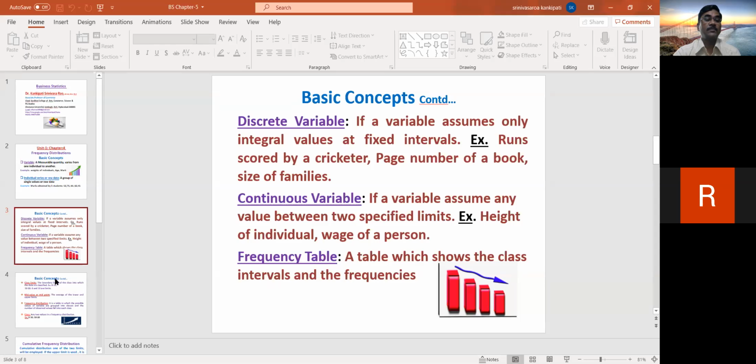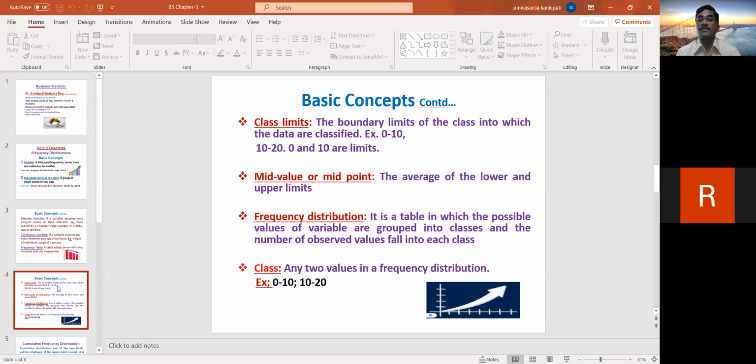Next, let us move on to another slide. Basic concepts still continued. There are certain other points also there, in addition to the previous points. Class limits. What do you mean by class limit? The boundary limits of the class into which the data are classified. Class limits means what I mentioned in the previous slide and in the previous class also.